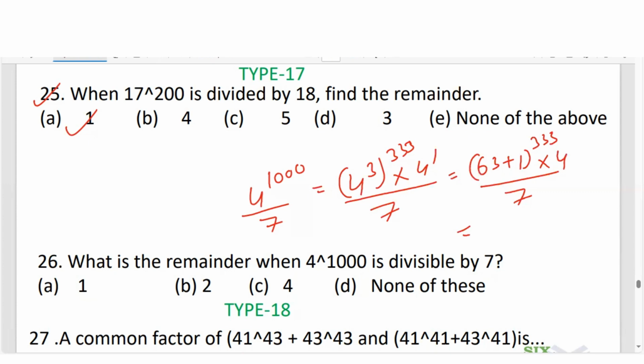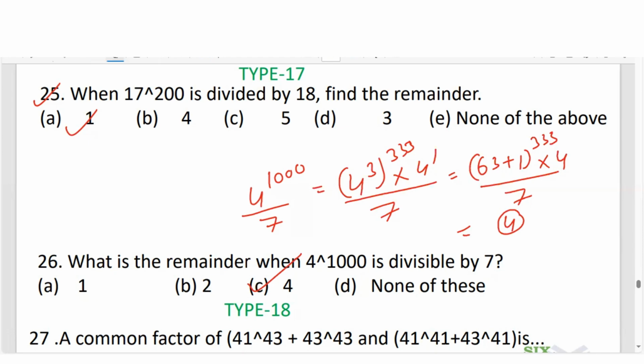Now you see, 7 times 9 is 63. What are we getting? Only 1 here. So 1 to the power any number is 1. So 1 multiplied by 4, so 1 into 4. Our right answer is 4. So the correct answer is 4. Any question of this type, you can use this technique to solve.